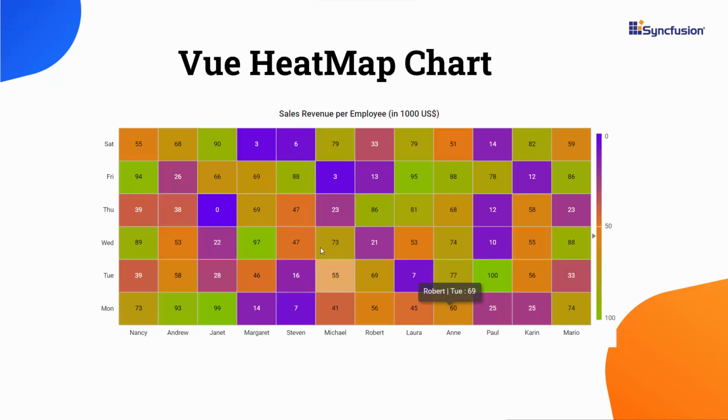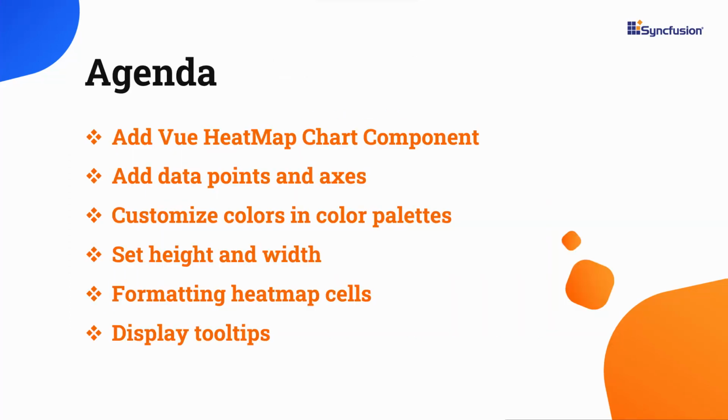The Vue HeatMap Chart is a graphical representation of two-dimensional data in which the values are represented with gradient or solid color variations. The data points are rendered as heat map cells using Scalable Vector Graphics or Canvas UI rendering. In this video, you will learn how to configure the HeatMap Chart component with a few of its basic features like adding data points, axes, color palettes, dimensions, formatting, and tooltips.